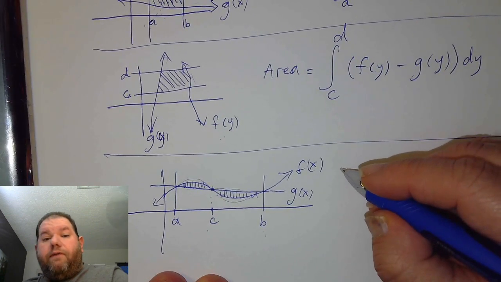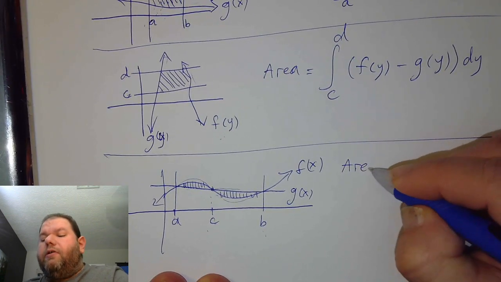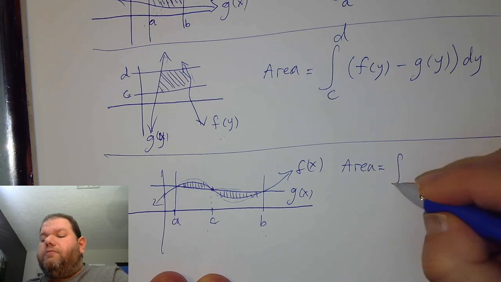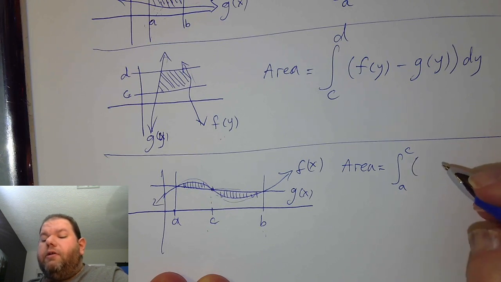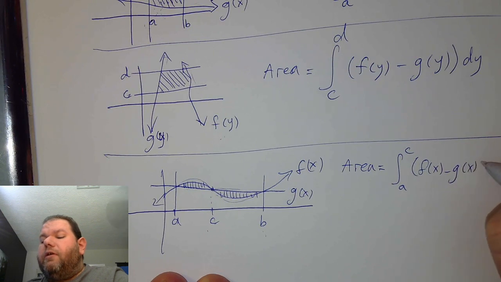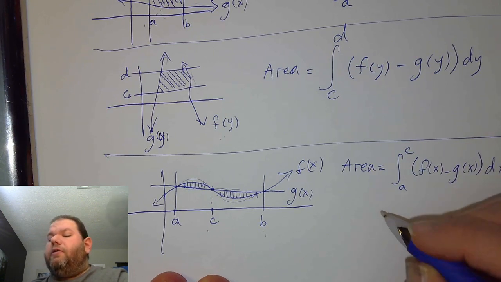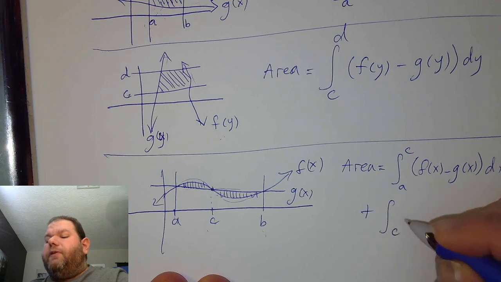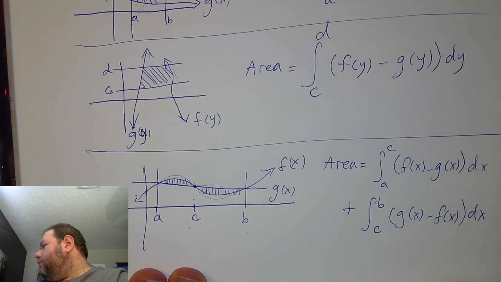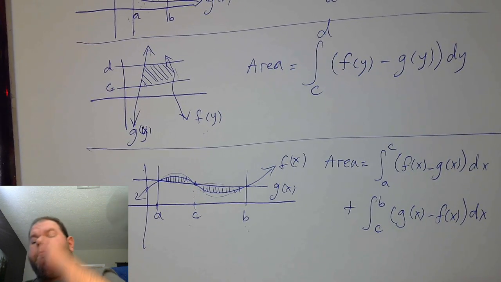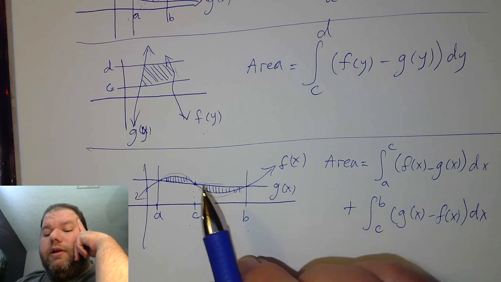When we set up our area formula for this, we have the integral from a to c of f of x minus g of x dx plus the integral from c to b of g of x minus f of x. Okay, so the issue is that the lines do cross here.